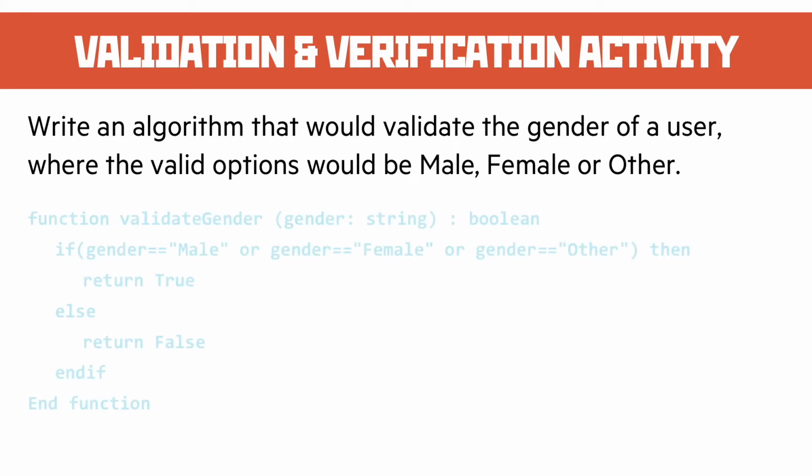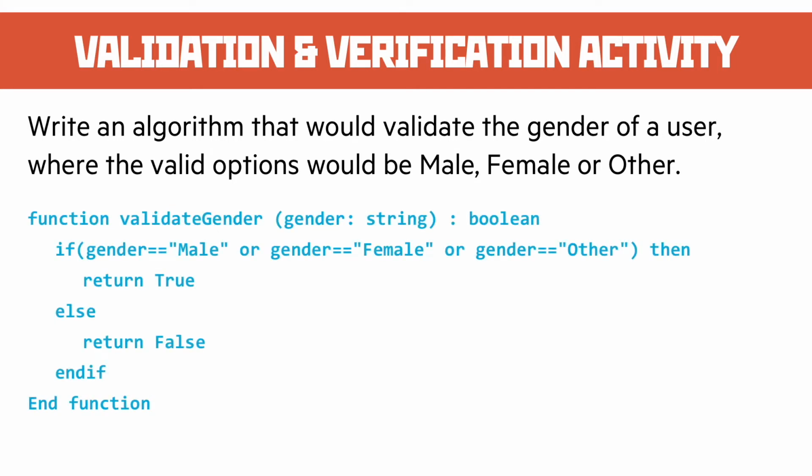Now here, I've got a function called validate gender, which takes in gender as a string and returns a boolean. So true or false, depending upon if it's valid or not. So we say, if the gender's male, or the gender's female, or the gender's other, then we'll return true, saying it's valid, or else we'll return false, saying it's not valid. And that could be built into a while loop then on the other end of the code to see what happens, or return an error message if it returns false there.